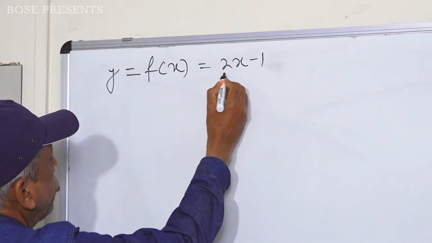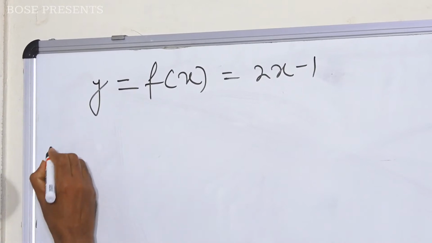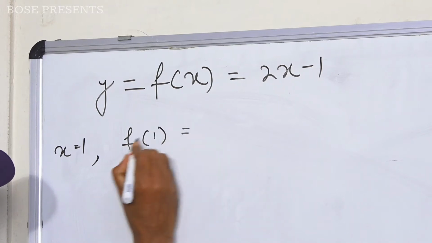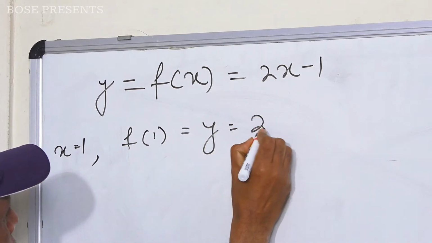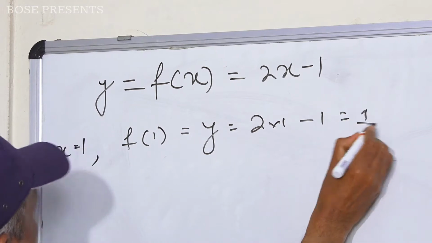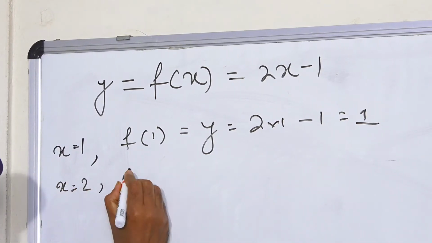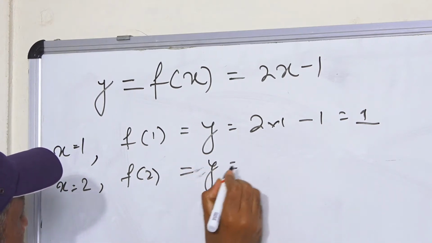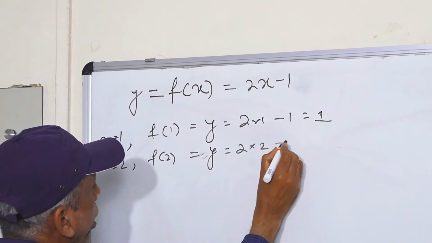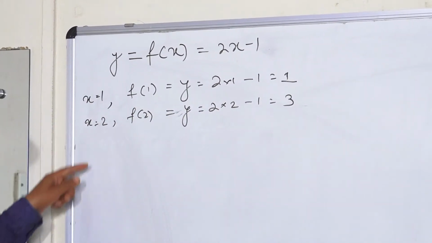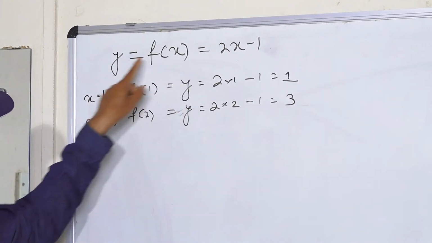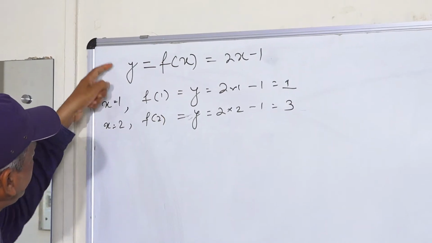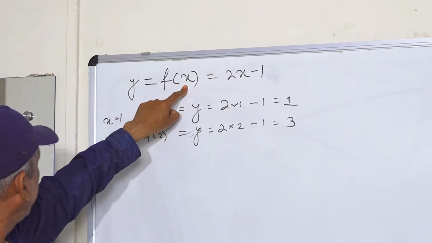So that is the function, 2x minus 1. If you put x = 1, then y becomes f(1), which is y = 2 into 1 minus 1, equal to 1. Then x = 2, then f(2) is y = 2 into 2 minus 1, equal to 3. So from this we conclude that the value of y depends on the value of x.